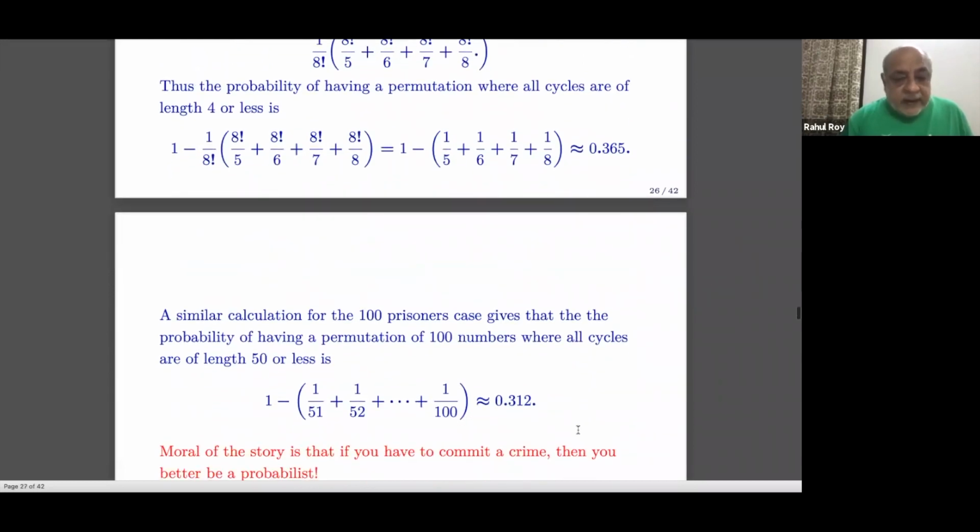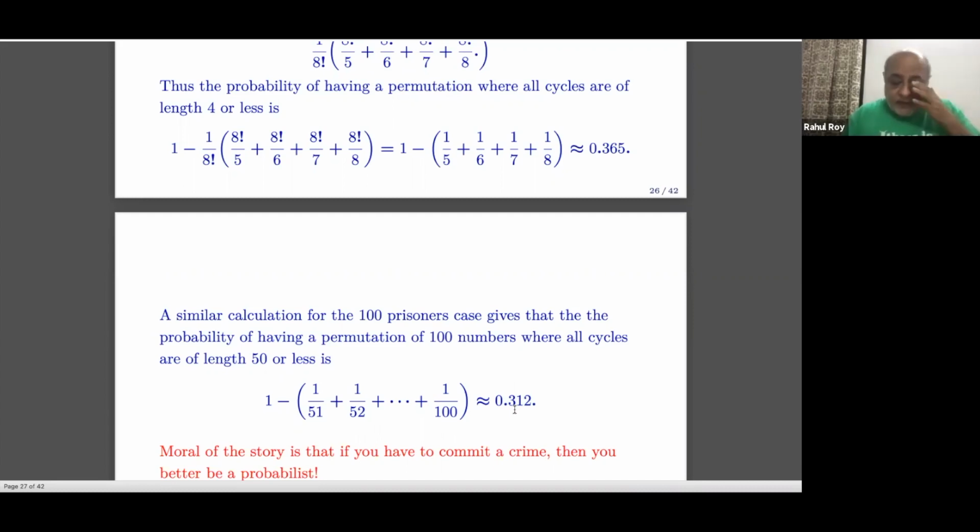In other words, you can do similar calculations for 100 prisoners, and as you can see from the previous calculation, we had 1 minus 1 over 5 plus 1 over 6, etc. We'll get 1 minus 1 over 51 plus 1 over 52, dot, dot, dot, 1 over 100, which is approximately 0.312. In other words, following this strategy, there's nearly a 30% chance of the prisoners avoiding the guillotine and coming out free.